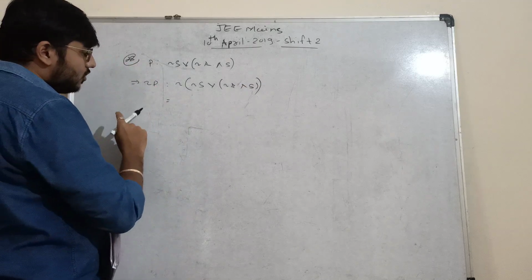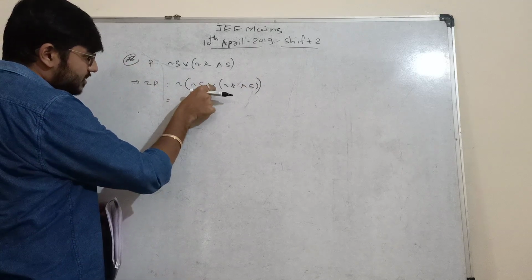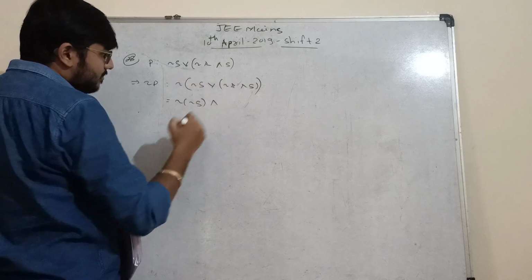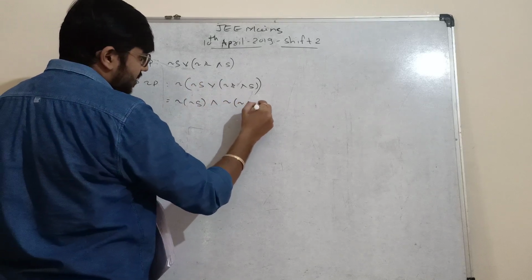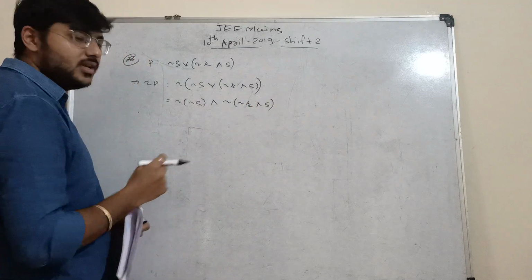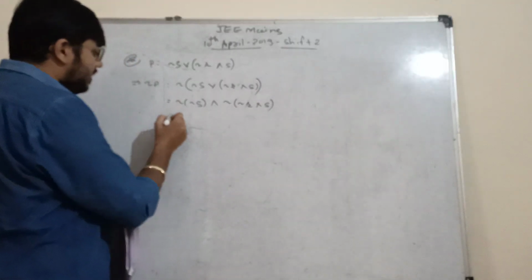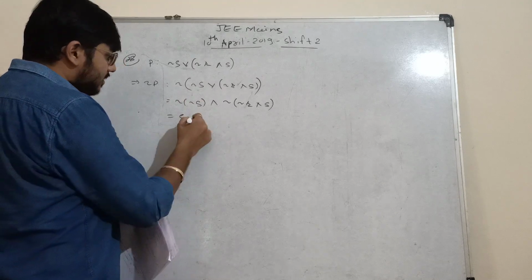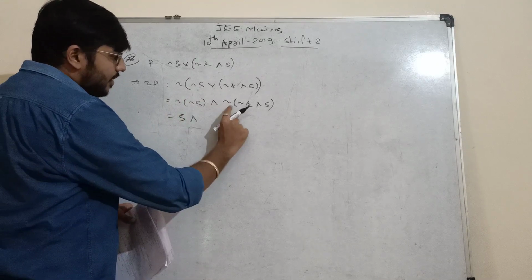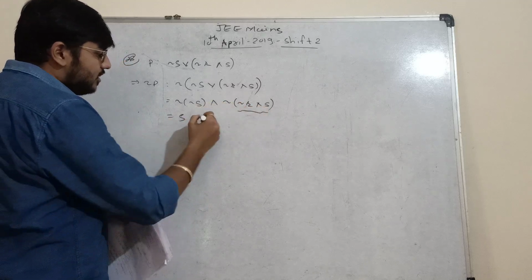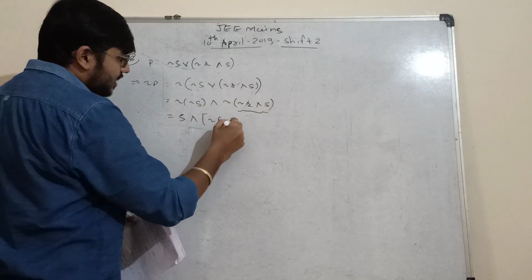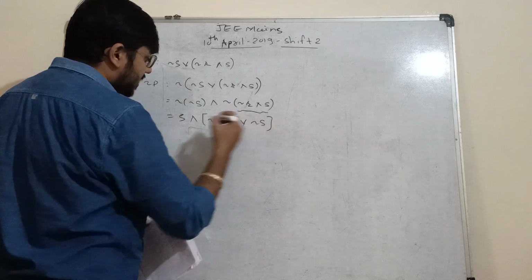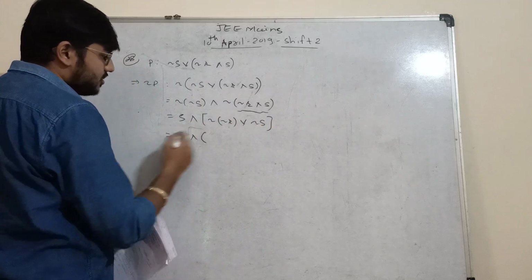So as we all know, if we apply negation inside the disjunction, the disjunction will become a conjunction, and negation of negation R, conjunction S, according to De Morgan's law, right? Now negation of negation of any statement is equal to the statement itself. Now here again we have to apply De Morgan's law. That means negation of negation R, disjunction, negation S.